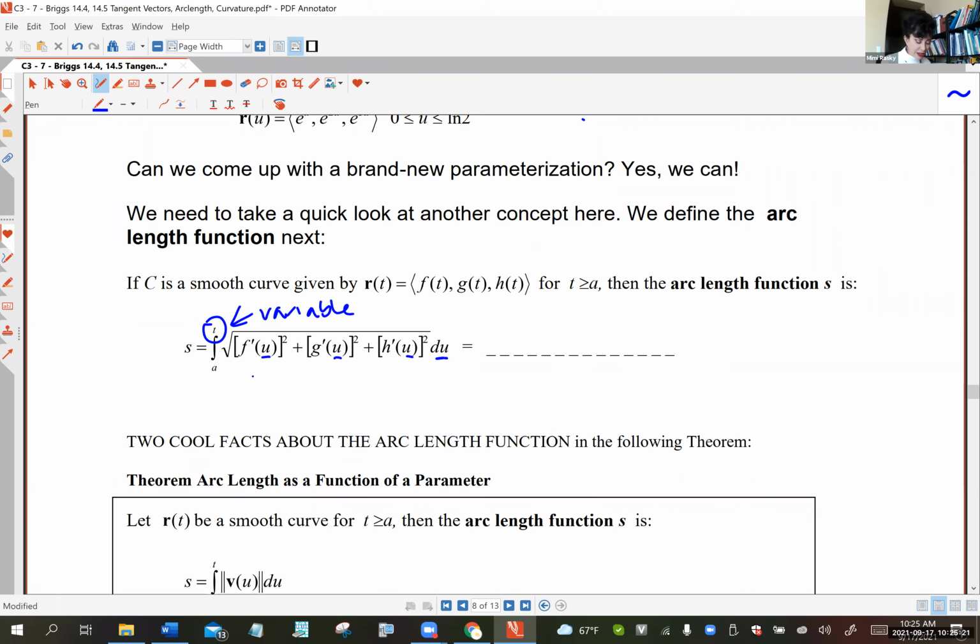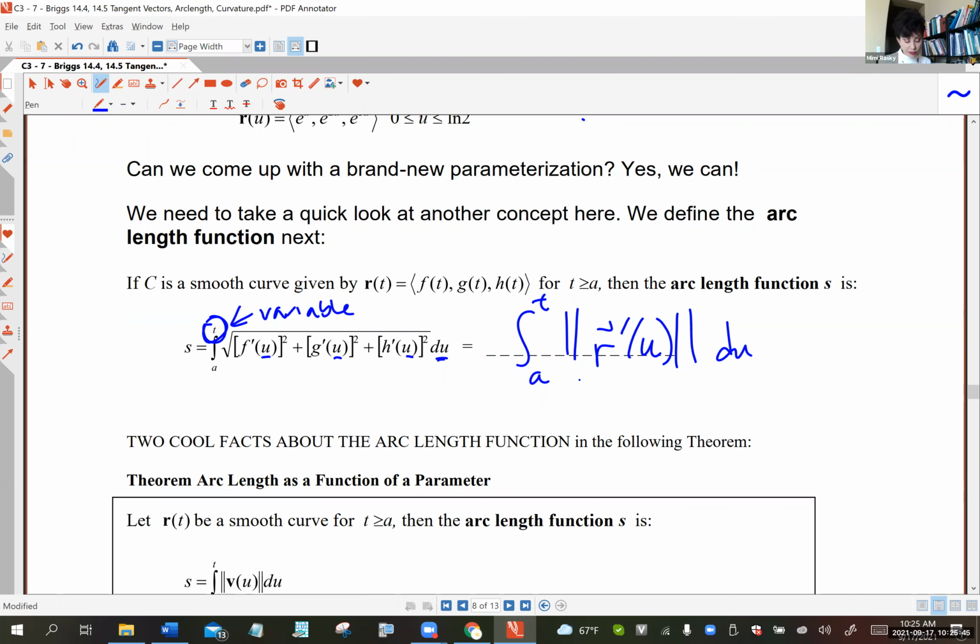That's why you see all these u's and du, because you have to have a different variable of integration that doesn't match the variable that's in one of your limits. Okay, fine. And if I write this a little more compactly, the integral from a to t of the magnitude of the velocity vector, it's just the same.